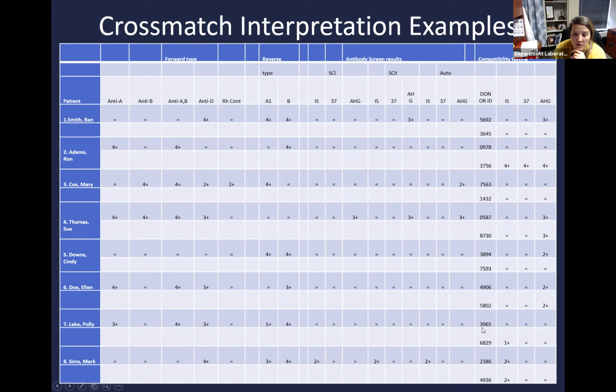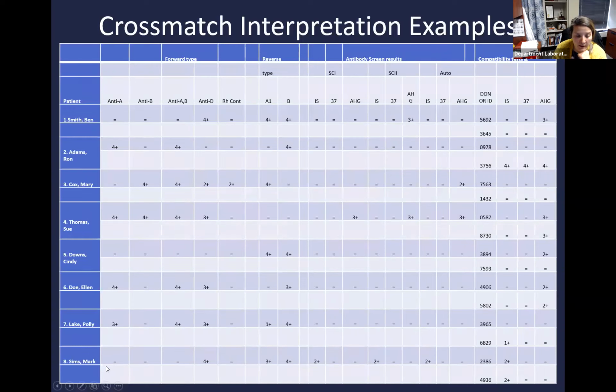But if you notice, unit number 3965 is negative at all 3 phases of reactions, so it's compatible. However, unit 6829 with the 1+ reaction at initial spin, so that's a room temp reacting antibody in the patient's plasma, and if we said that she's A2 with anti-A1, that anti-A1 is a room temp reacting antibody. So this unit 6829 is probably A1. And so this is what you would see if you try to transfuse an A2 with anti-A1 patient with an A1 unit. And so that's what's happening in this scenario.